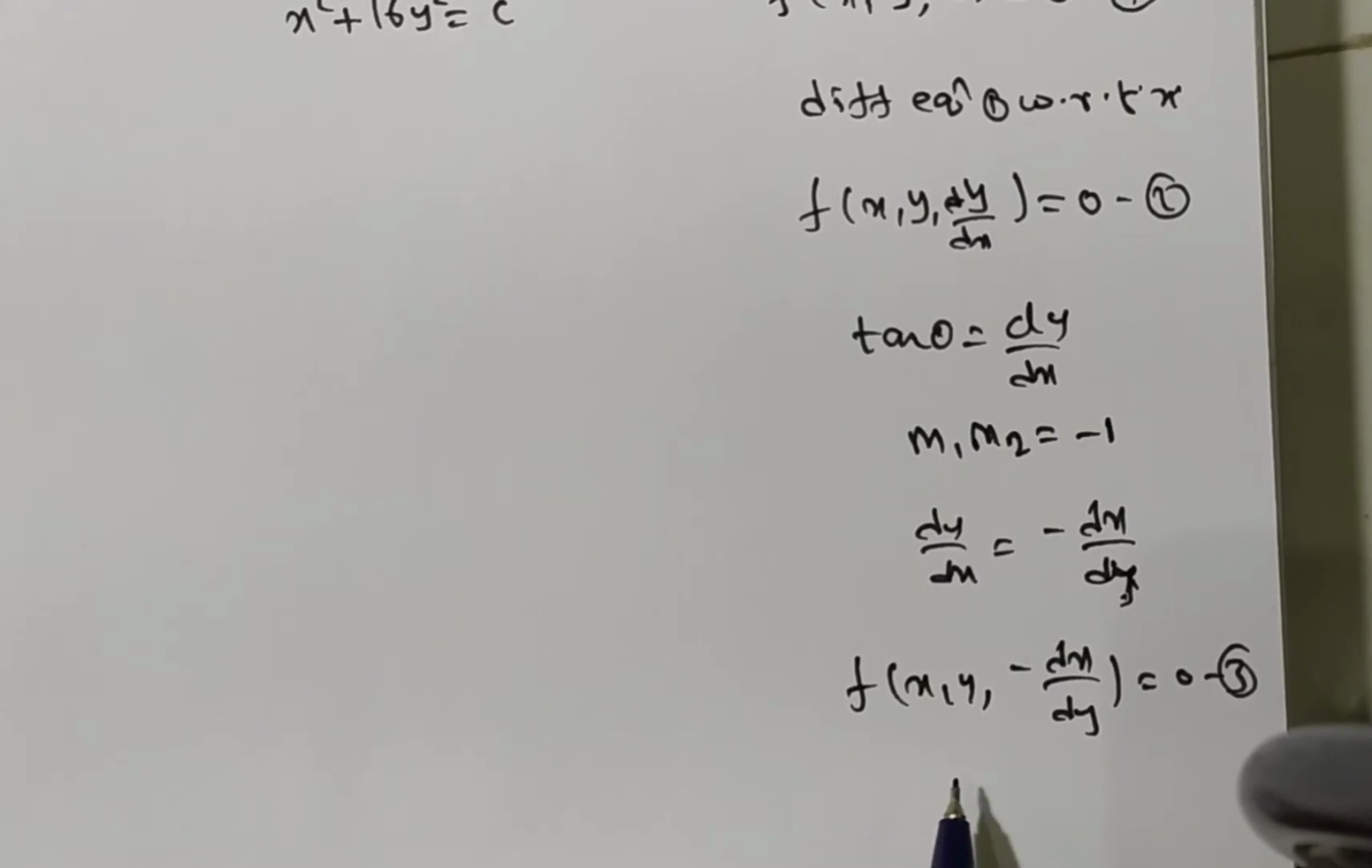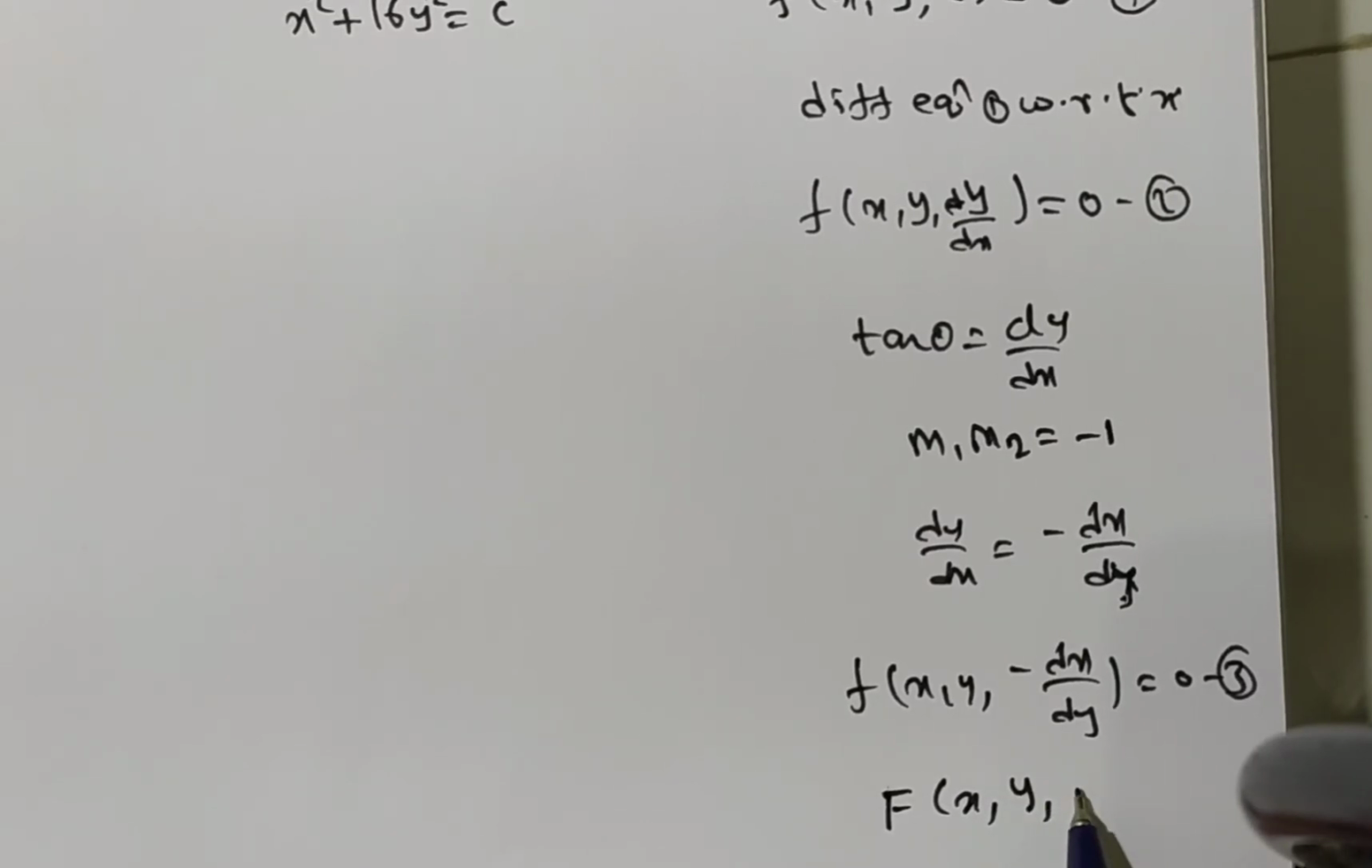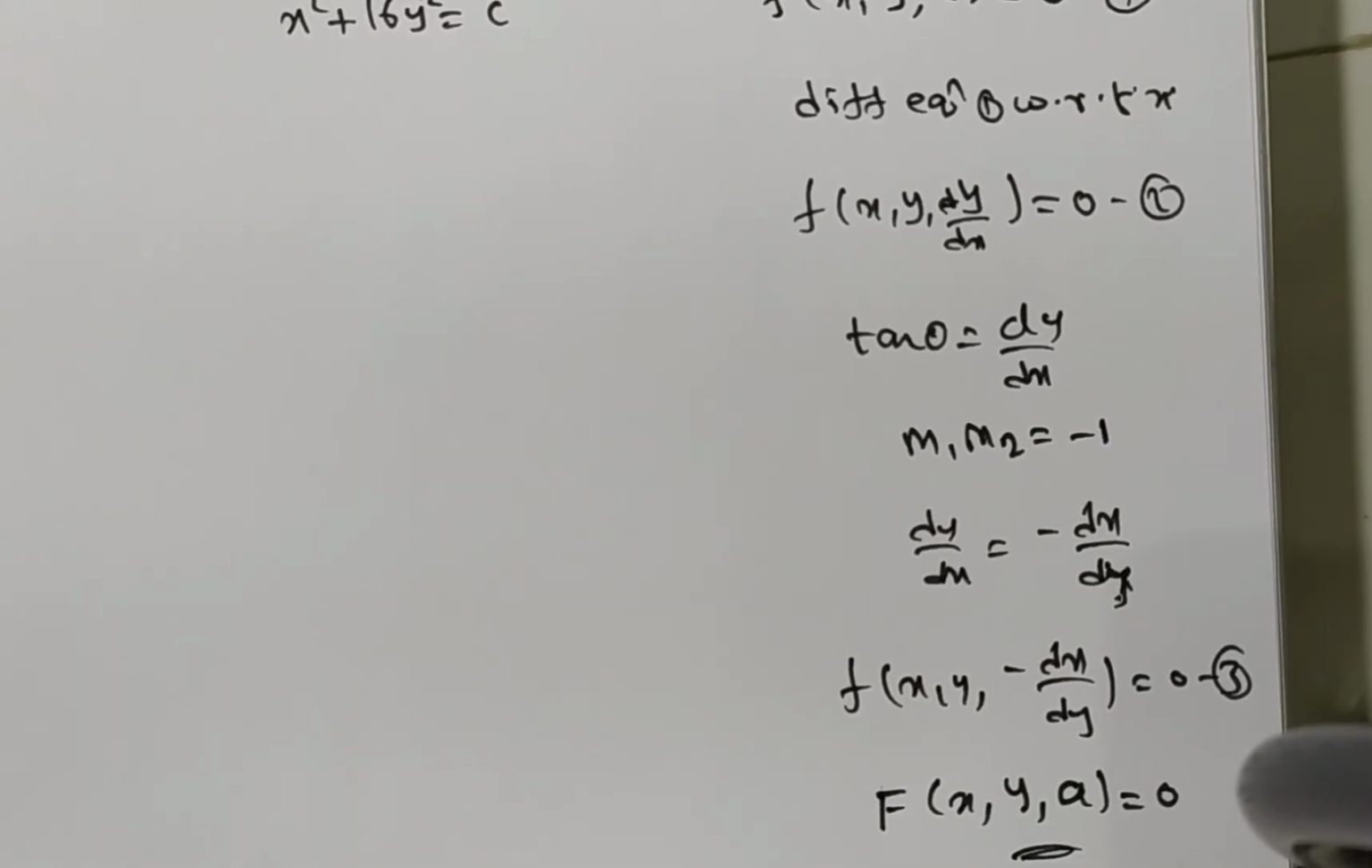But we want the orthogonal trajectory, so simplify this. It is a first order, first degree differential equation, and you can apply any of the methods. If you simplify this, you will get the family of curves containing f of x comma y comma some other constant, which is a parameter. This is called the orthogonal trajectory of the given family 1.